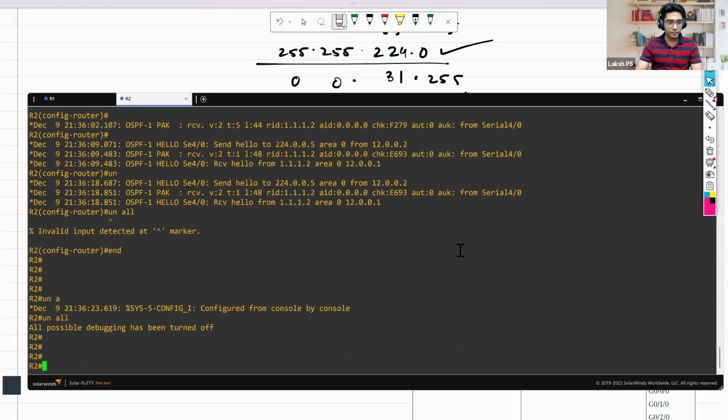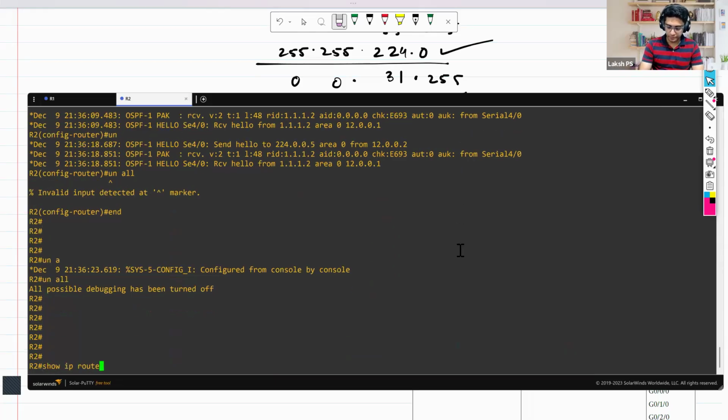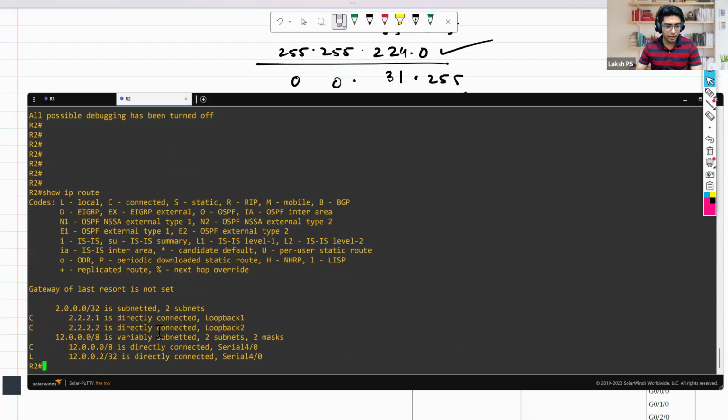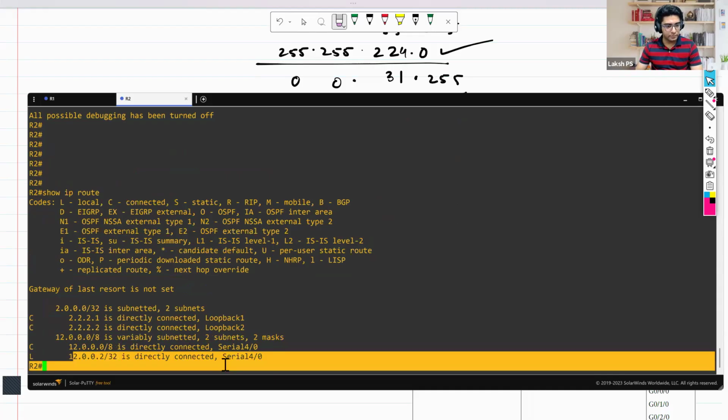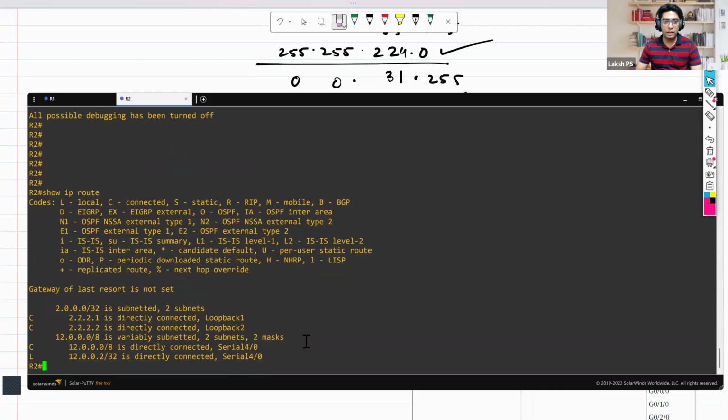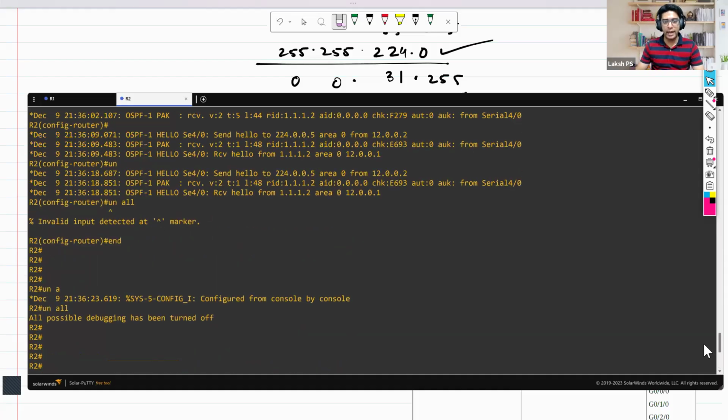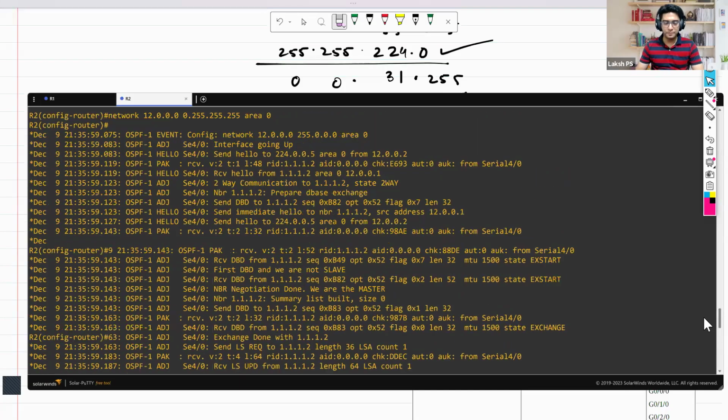So if you see here, show IP route, you can see 12 network. You will see it is directly connected. Now, because you have asked this, if any network is learned through OSPF, in front of it there will be O. O meaning OSPF. C over here means connected. It is directly connected. So as I said, for understanding purpose only, I advertised the 12 network.